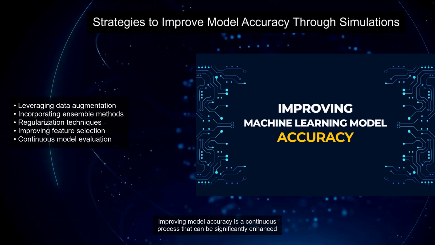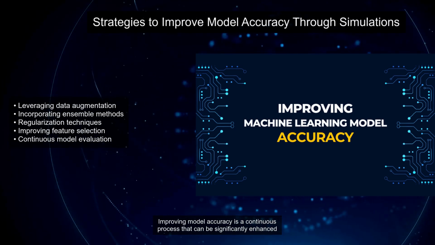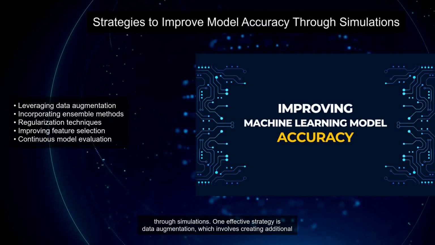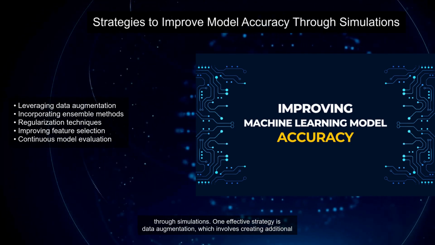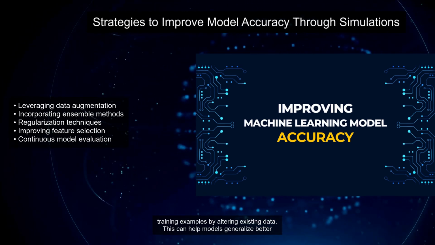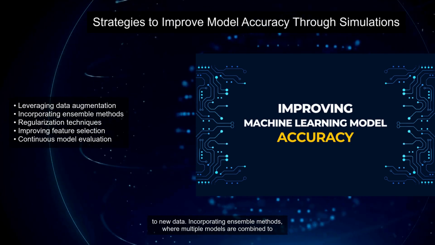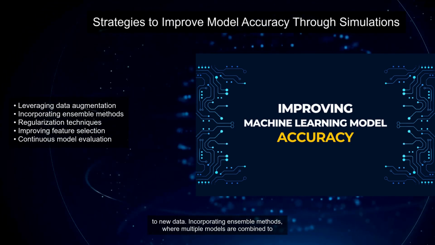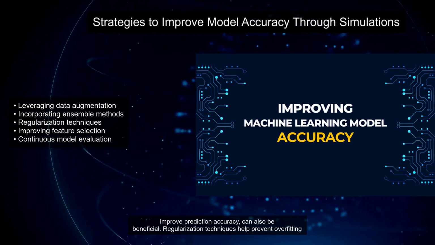Improving model accuracy is a continuous process that can be significantly enhanced through simulations. One effective strategy is data augmentation, which involves creating additional training examples by altering existing data. This can help models generalize better to new data. Incorporating ensemble methods, where multiple models are combined to improve prediction accuracy, can also be beneficial.